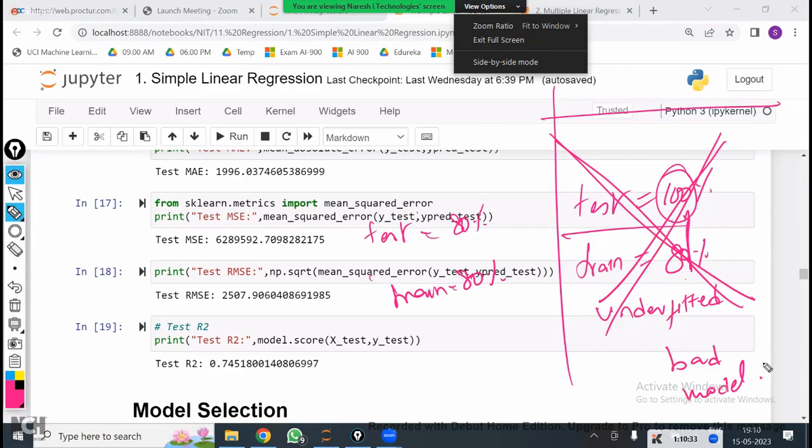Now, if it is a bad model, what do we have to do? You have to do the betterization. How can we do the betterization? That is further. We'll discuss it in the further classes. Advanced, slowly we'll move on to that. If it is a bad model, we have to do the betterization.